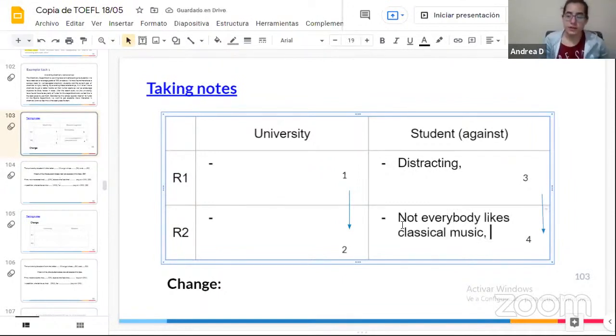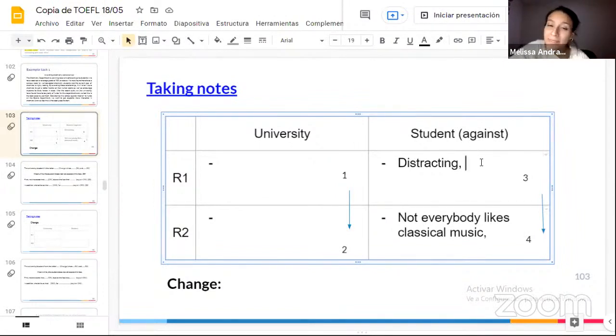Okay, anything else you guys want to add in any of the two reasons? Maybe in the first one, it could be that some students use that time to relax or study or do some assignment that isn't finished.